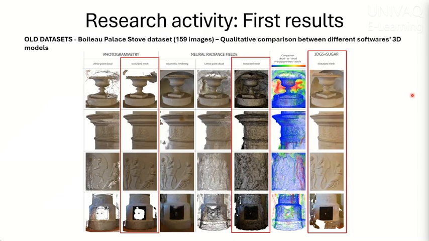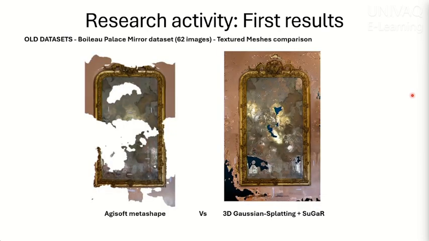This is an old dataset to compare and highlight the difference between the texturized mesh on NeRF, for example, and the photogrammetry. This one is another old dataset.